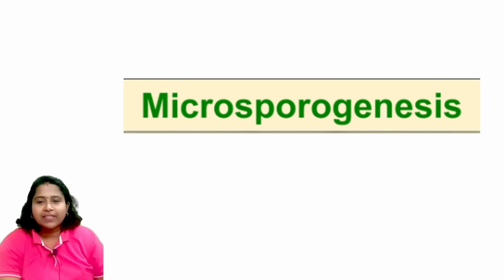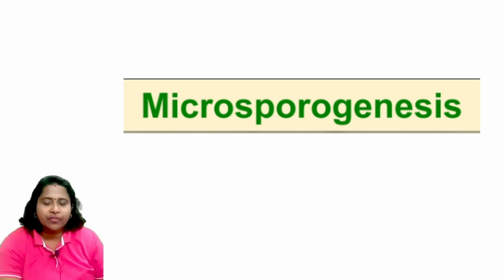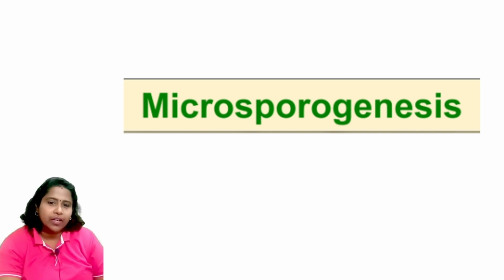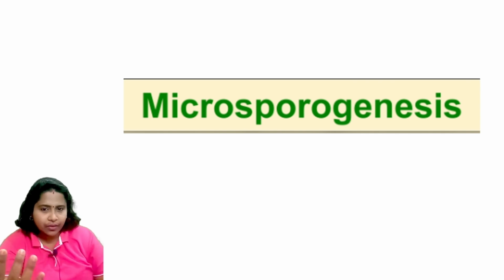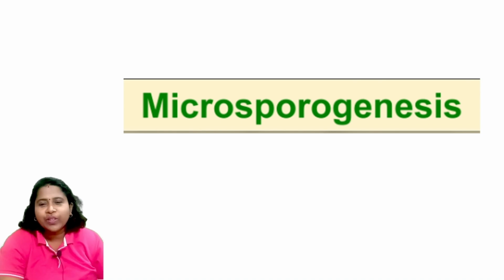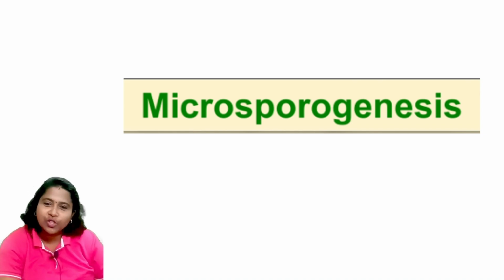Today we are going to discuss a very important question, microsporogenesis. CBSE Class 12, Sexual Reproduction in Flowering Plants, Biology part. Last class we discussed the structure of the microsporangium and how the different layers protect the microsporangium. Now we are going to discuss microsporogenesis.